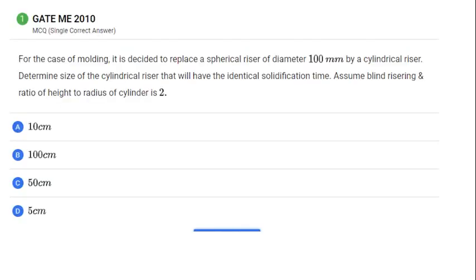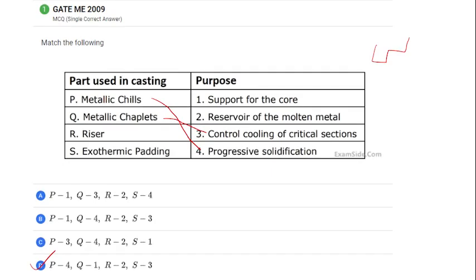Solve this question. Actually, exothermic padding was for controlling, yeah, controlling the cooling of critical sections. We put the padding to support the section which has less strength. Means it will enhance the cooling? No, no. Suppose you have some critical section, some section you are casting which has low strength. So it could fall off or something like that.